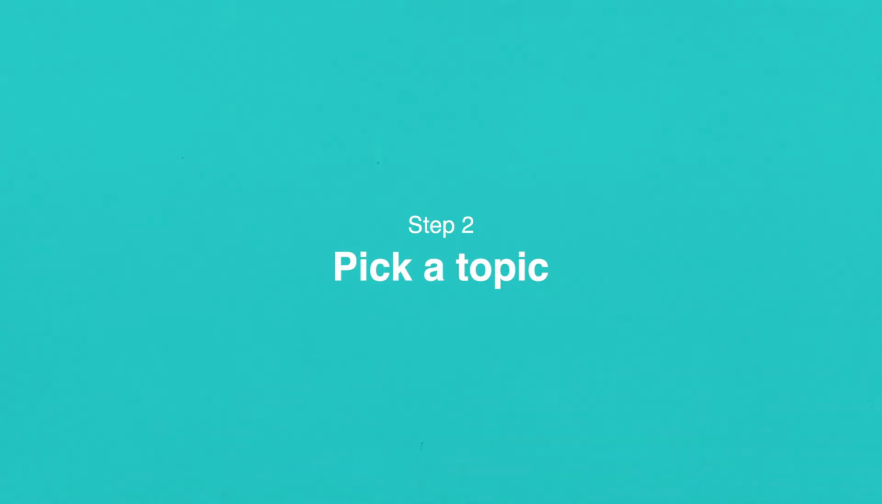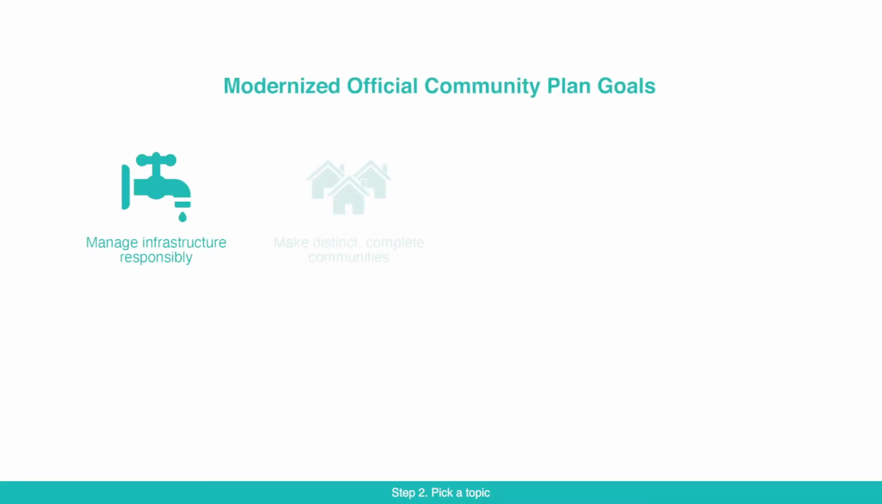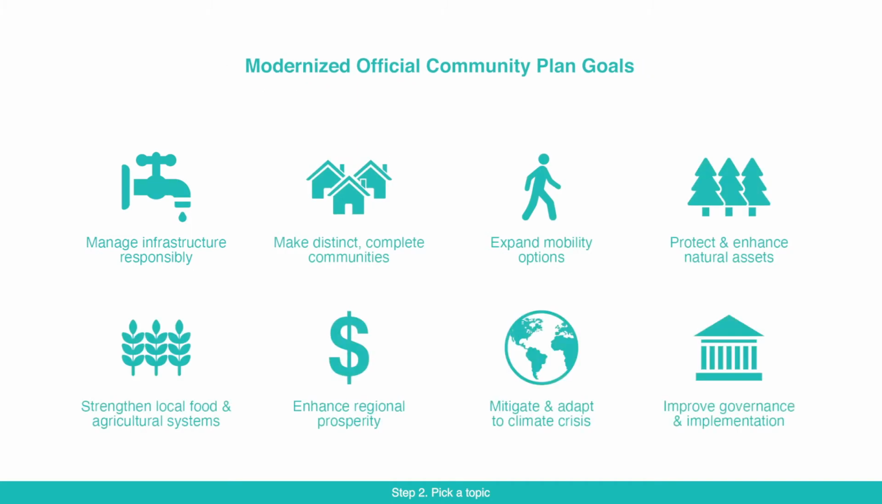Step 2, pick a topic. The Modernized Official Community Plan is organized around 8 goals. Before you meet as a group, choose a goal or several goals that you'd like to discuss. Or feel free to create your own goal if you don't see it reflected here.